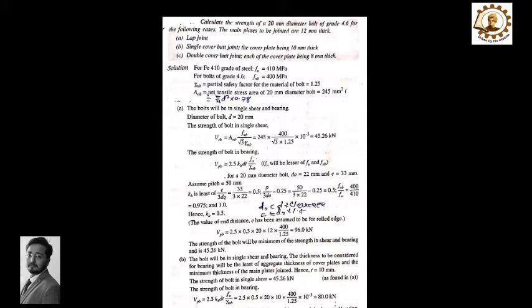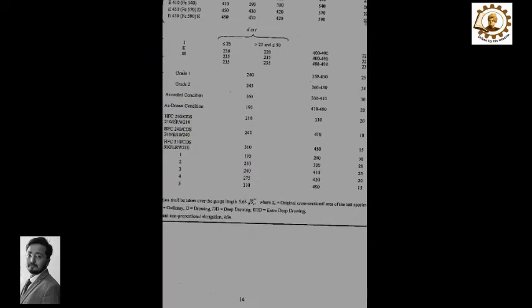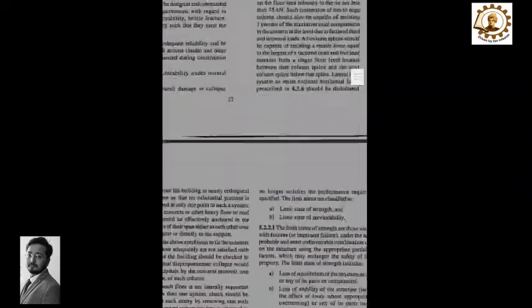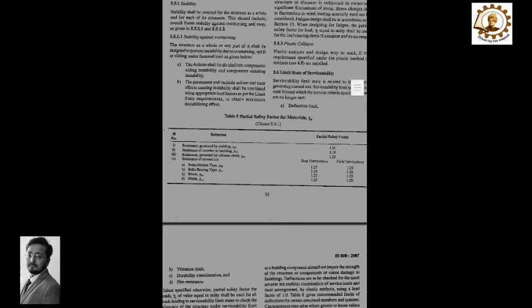Now gamma mb. Gamma mb is the partial safety factor for material of bolt. So for gamma mb we have to go to Table number 5, page number 30 of IS 800:2007. So let's go to that page. This is page number 14. We have to go to page number 30, Table number 5. We are almost there.